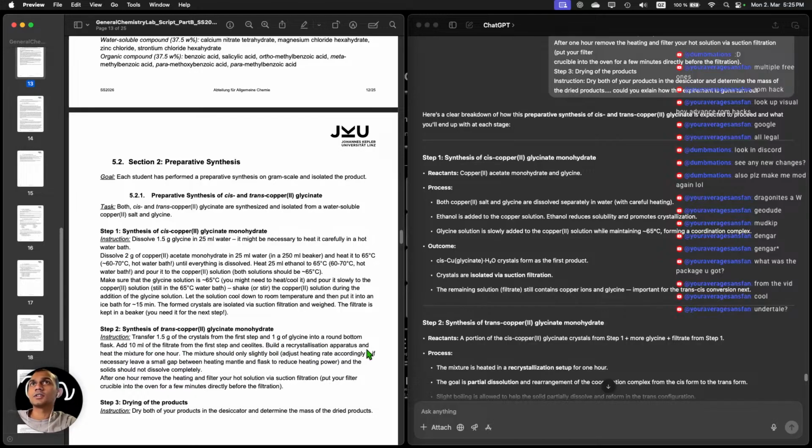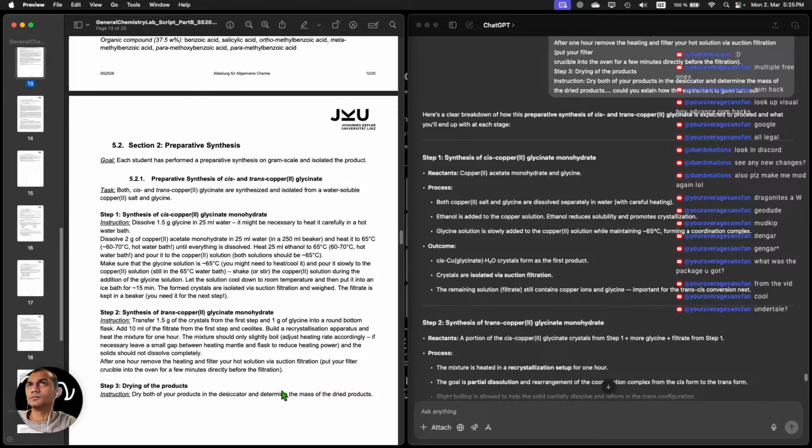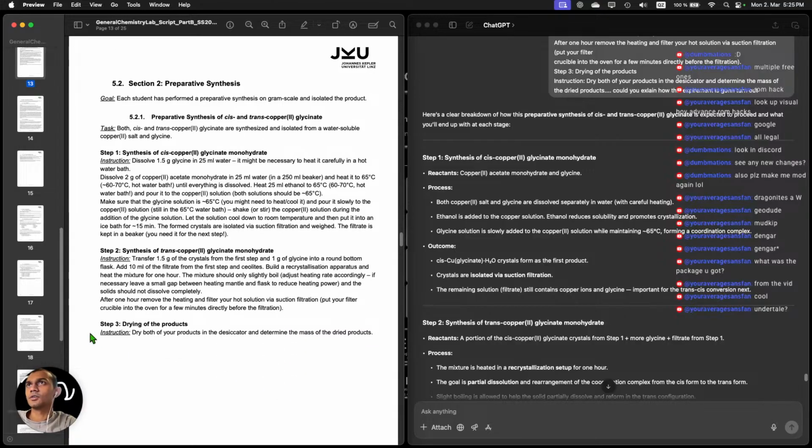Build a recrystallization apparatus and heat the mixture for an hour. The mixture should be slightly boiled, adjusting heat rate accordingly. If necessary, leave a small gap between the heating mantle and the flask to reduce heating power, and the solid should not dissolve completely. After 1 hour, remove the heating and filter your hot solution via suction filtration. Put your filter crucible into the oven for a few minutes directly before the filtration. Dry both your products in a desiccator and determine the mass of the dried products.